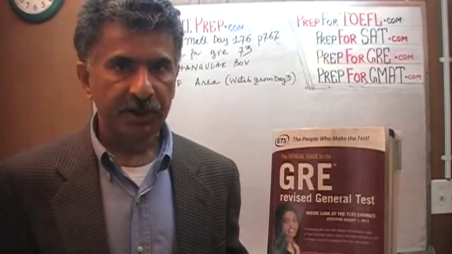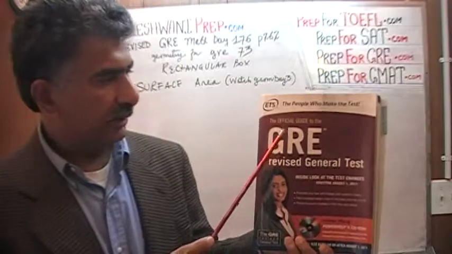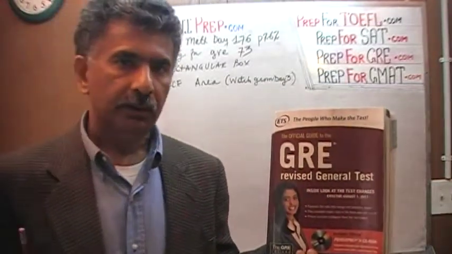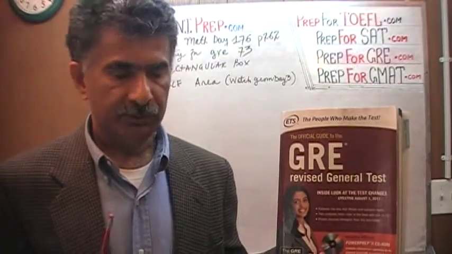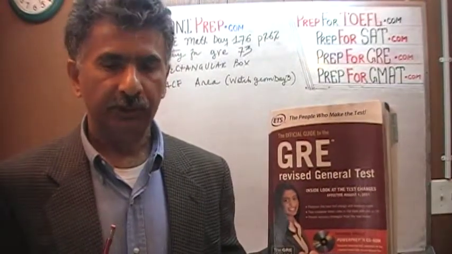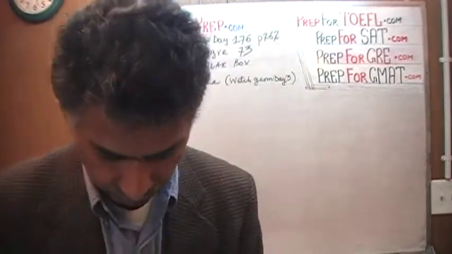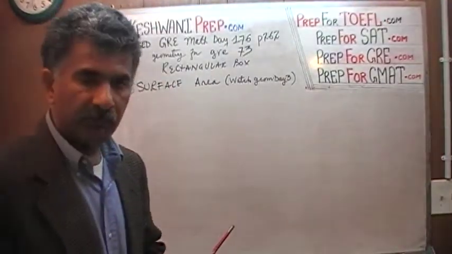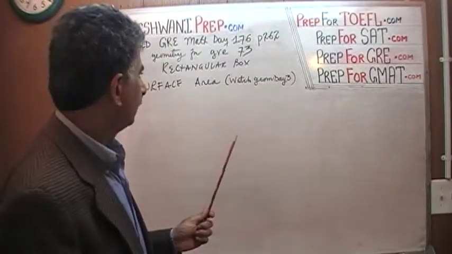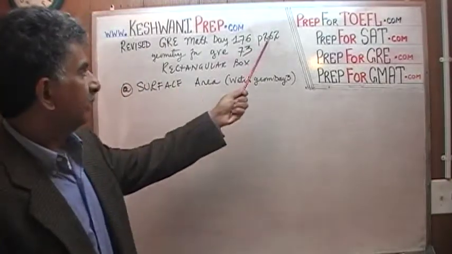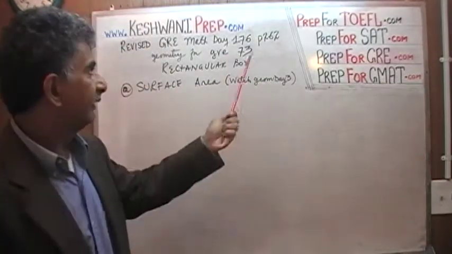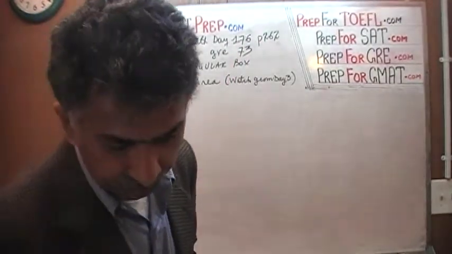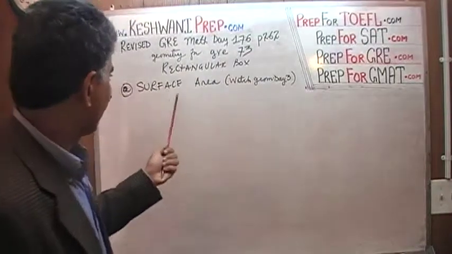We have been solving GRE math problems out of this book, the Official Guide to the GRE, the revised edition. If you do not own this book already, purchase one immediately. You're going to need it. The problem we are about to solve is on page number 262, problem number 14, and today is our lesson number 176. This problem deals with what is known as a rectangular box.